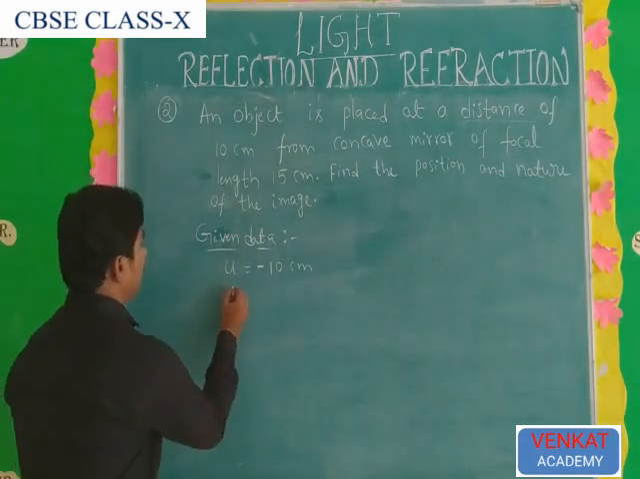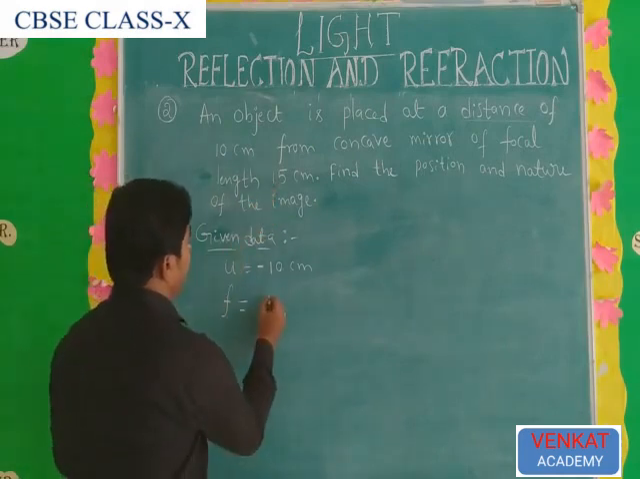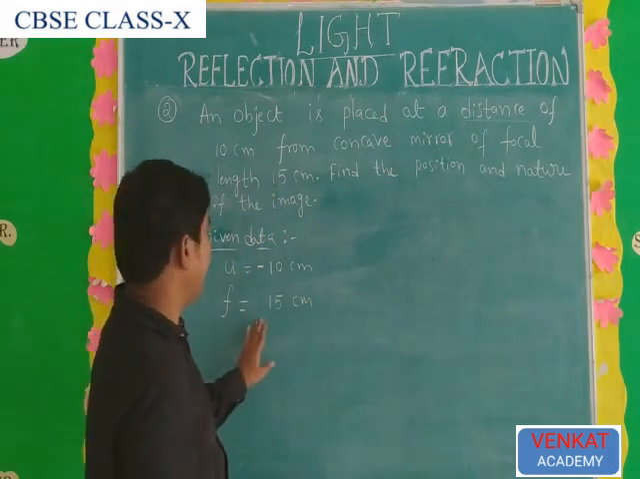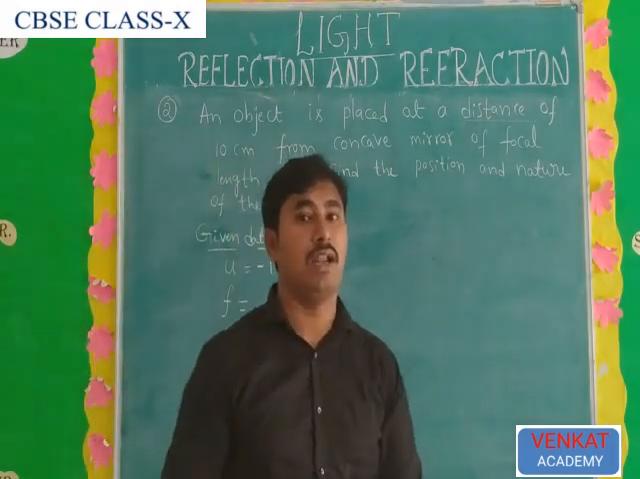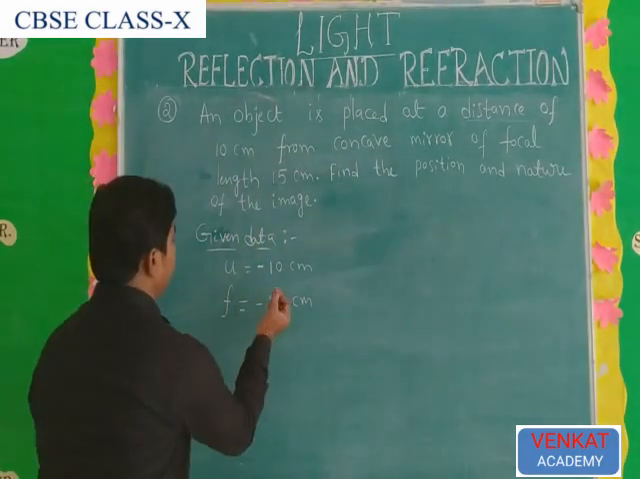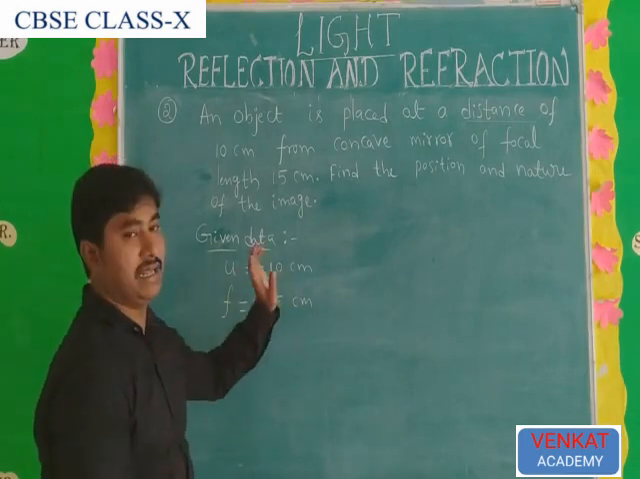Next, what about focal length? Focal length f is equal to how much is given here? 15 centimeter. On focal length also I explained that for a concave mirror the focal length should always be taken negative. So you have to take f also negative. f is equal to minus 15, u is equal to minus 10 centimeter.